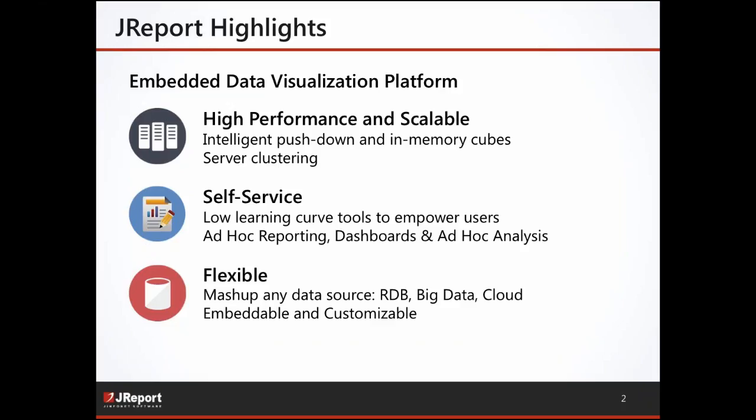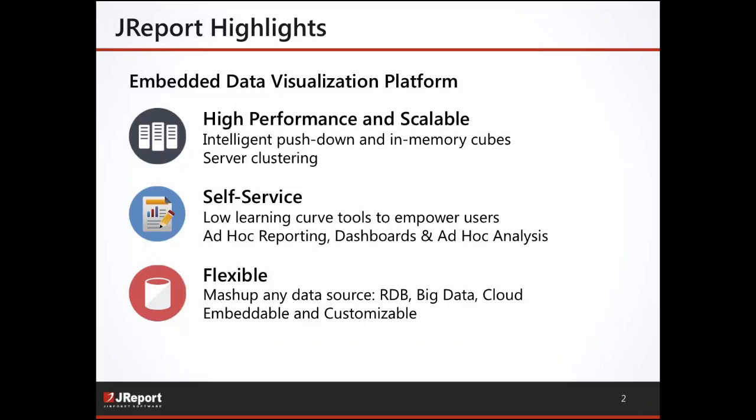The first one is high performance and scalability. JReport has been around since 1998, and we've had a chance to really hone the performance and scalability of our reporting engine. Now we're able to provide things like intelligent push-down technology, where JReport can push down specific types of queries, like aggregation queries, to the database, for the database to calculate the result sets, and those result sets are passed back to JReport for storage into their in-memory cubes.